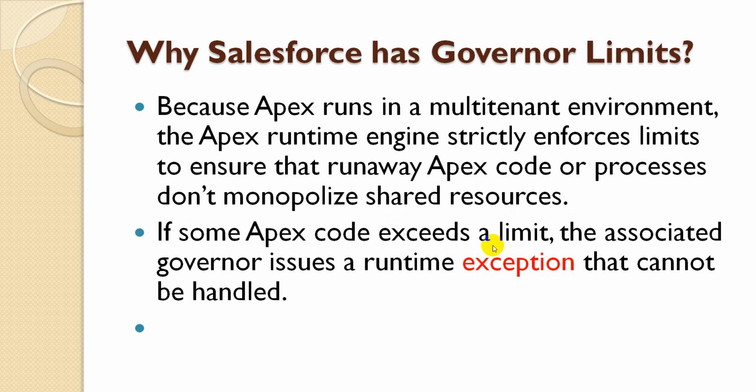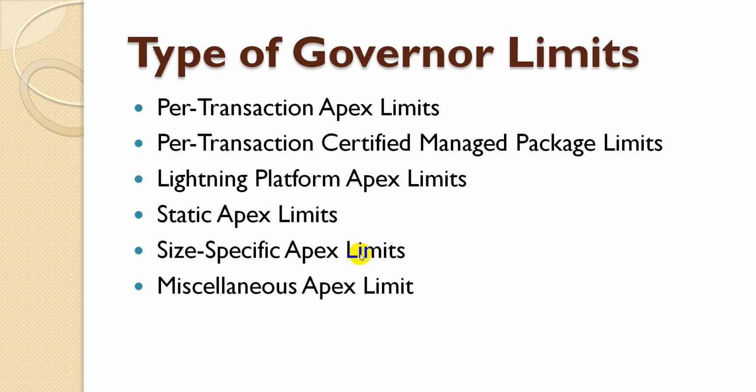If some Apex code exceeds a limit, the associated governor issues a runtime exception that cannot be handled. So if the code exceeds a limit, the governor issues a runtime exception that cannot be handled, so you have to change your code.